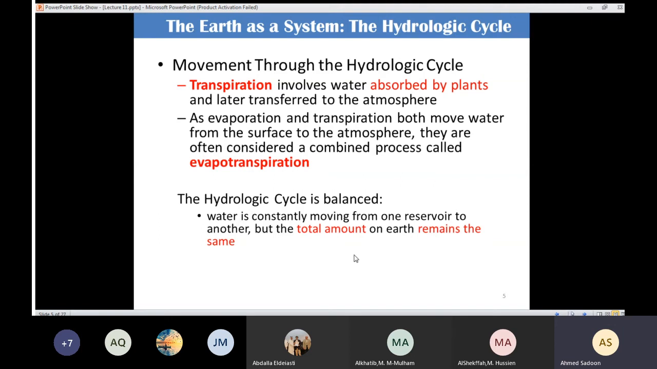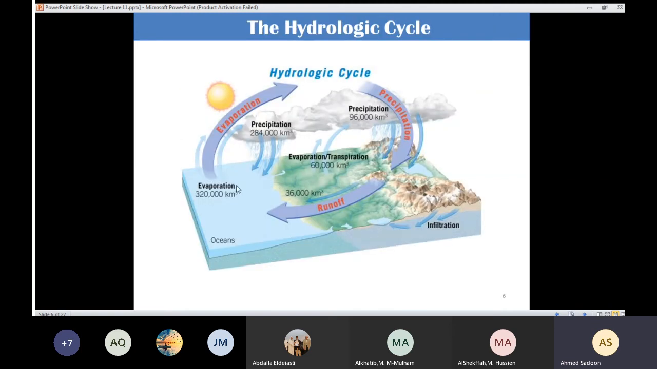Okay, in order to understand the interactions of the hydrologic cycle, we need to look at the picture here. As you can see, we have evaporation. It could be from oceans, which means the water changes from liquid to vapor, or it could be from plants, or from soils. We call this process evaporation and transpiration, and we give it a name, which is evapotranspiration.